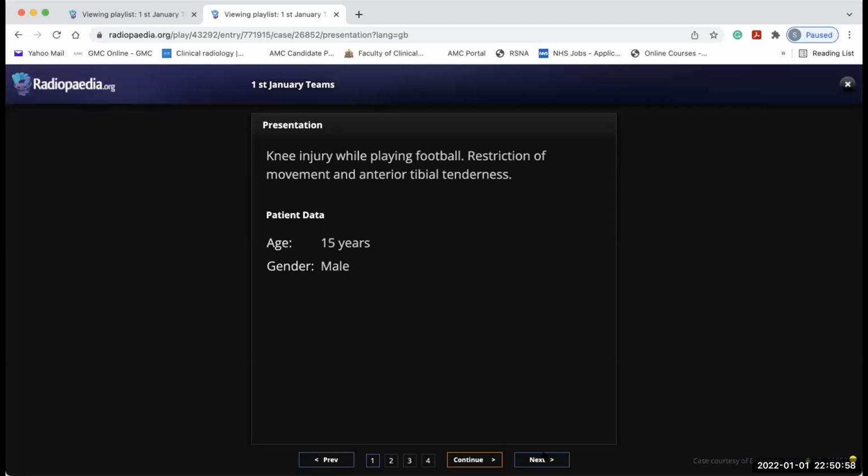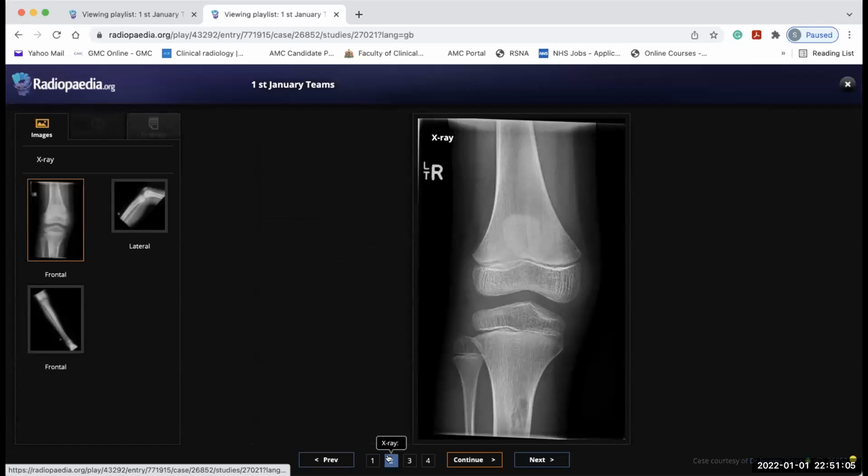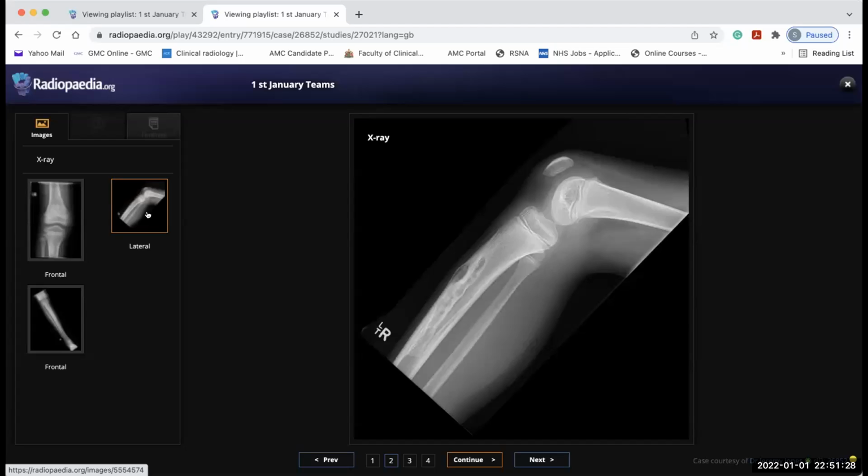Knee injury while playing football, restriction of movement and anterior tibial tenderness in a 15-year-old male. This is a frontal radiograph of the right knee joint in a skeletally immature individual. I can see a lucent lesion in the metadiaphyseal, mainly diaphyseal region of the tibia anteriorly, and this has a prominent sclerotic margin, and most anteriorly there is a lucent lesion of around 1 centimeter.